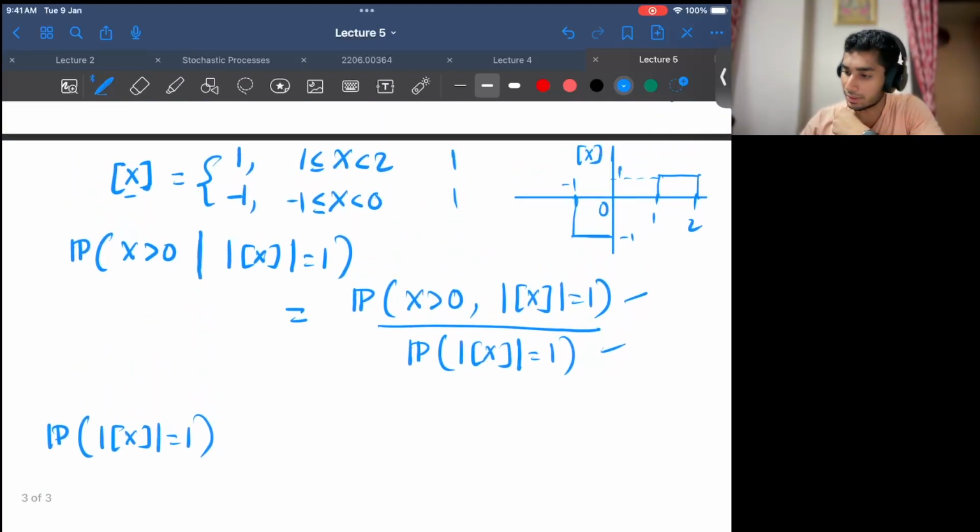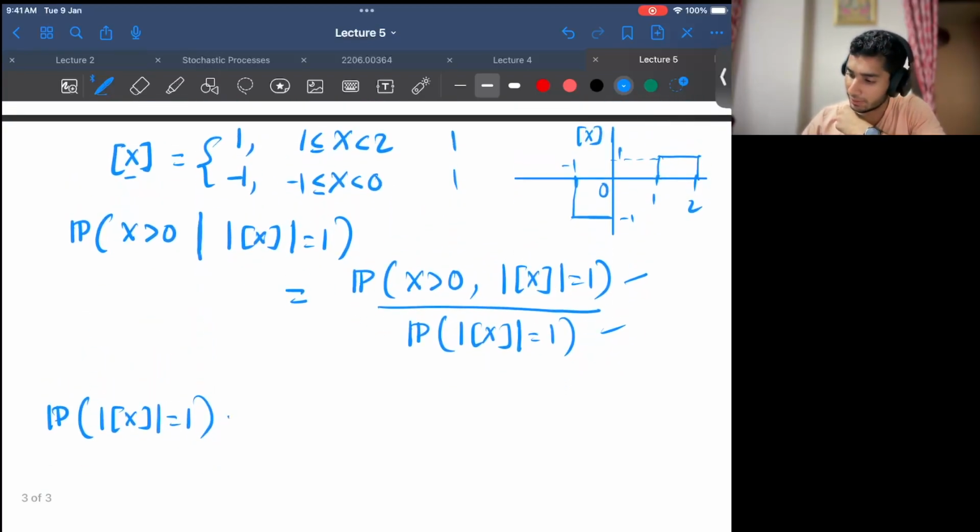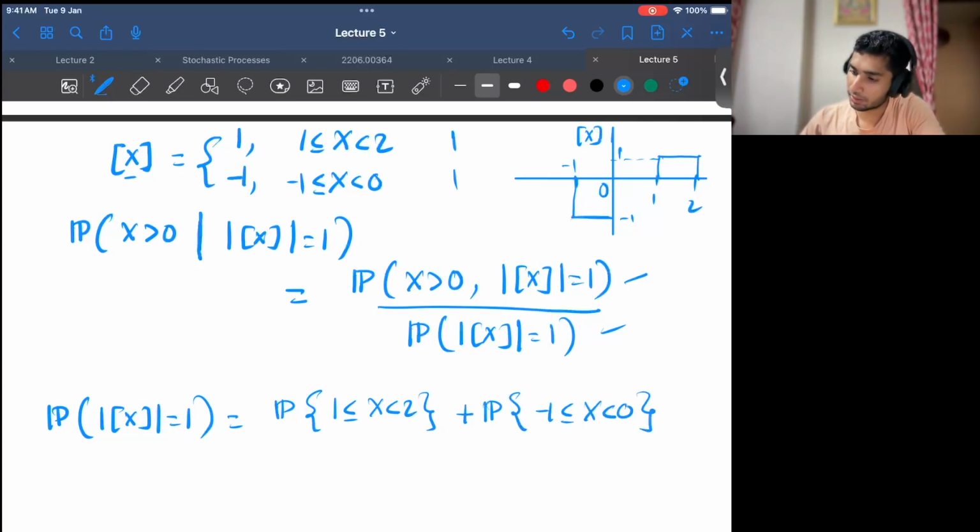So I will just write it down. This is equal to the probability of x between 1 and 2, plus the probability of this other thing. Whenever box x is equal to 1 or minus 1, mod of box x will be equal to 1. So we just need to add those two probabilities because it is happening only in these two cases.